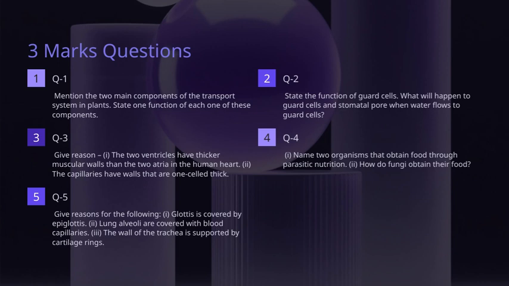Finally, let's look at the main components of the plant's transport system. The 2 key components are xylem and phloem. Xylem is responsible for transporting water and minerals from the roots to the rest of the plant, while phloem carries food manufactured in the leaves to other parts of the plant, supporting growth and storage. Understanding these systems helps us appreciate how plants sustain life and grow efficiently.